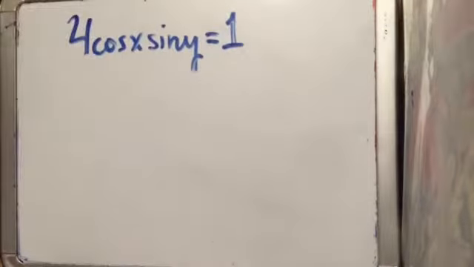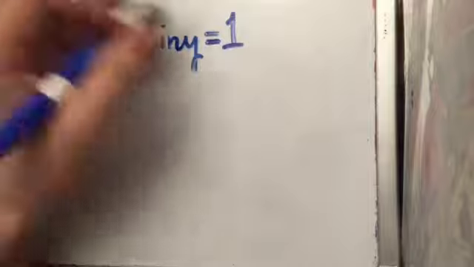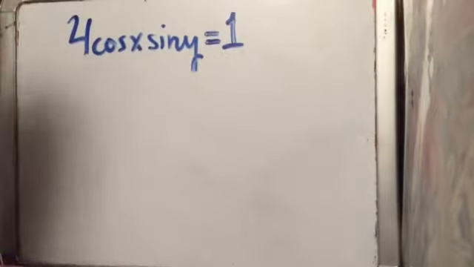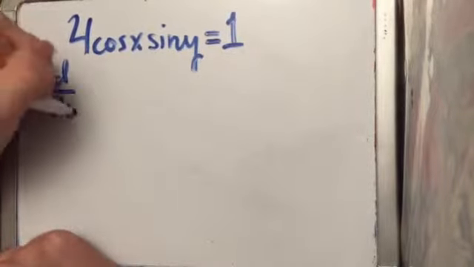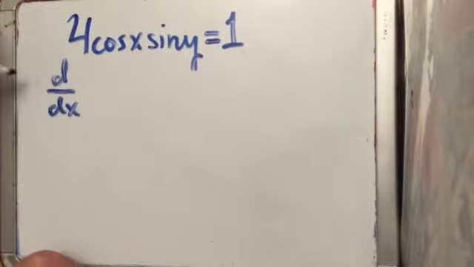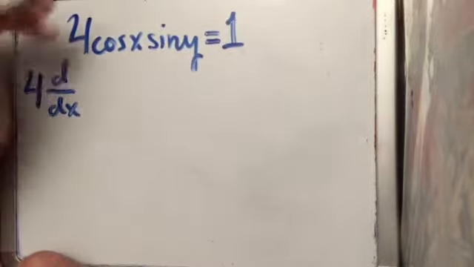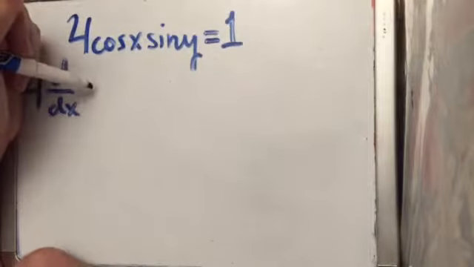So let's move on. Let's do some hard ones. We have the equation 4 cosine x sine y equals 1. You don't do anything to it first. The very first thing you do is take the derivative with respect to x of both sides. By the constant multiple rule, we're just going to put 4 out over here because it won't be derived anyways.